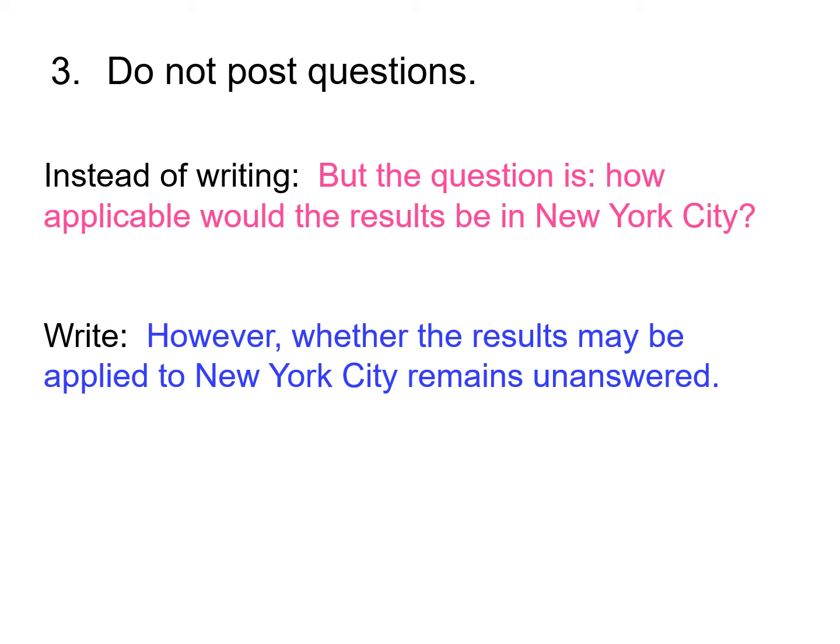Now, the third thing that I see a lot in scientific writing, and which is a big no-no, is that you do not want to pose questions and then answer them yourself. Instead, you should write something that does not involve a question mark. You don't want to write, "But the question is, how applicable would the results be in New York City?" You want to write something like, "However, whether the results may be applied to New York City remains unanswered." So don't pose a question and attempt to answer it yourself. This is not Hamlet. This is not Shakespeare.